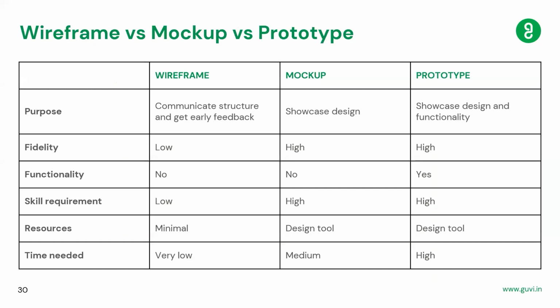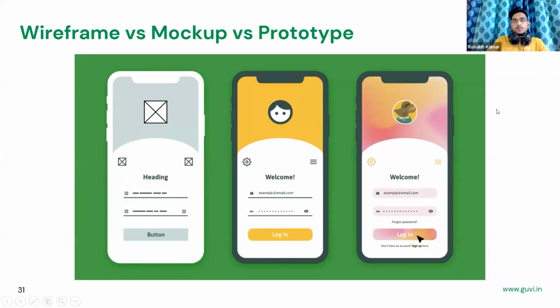And also I said something about wireframe versus mockup versus prototype. A wireframe is nothing but, as I said, something that can be made on a piece of paper. It is low fidelity, with little or no functionality. Very low skill is required to make a wireframe. The resources are minimal, and the time needed is also minimal. You just have to make a rectangle where the buttons will be. A prototype shows what the final product will look like. So these are the three basic differences.